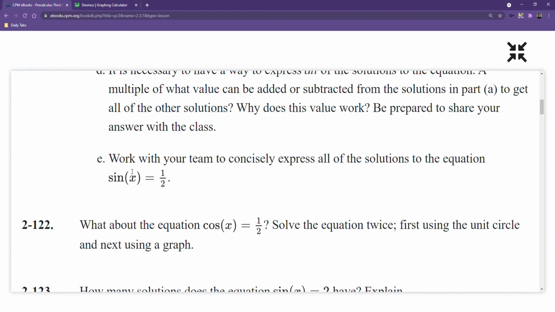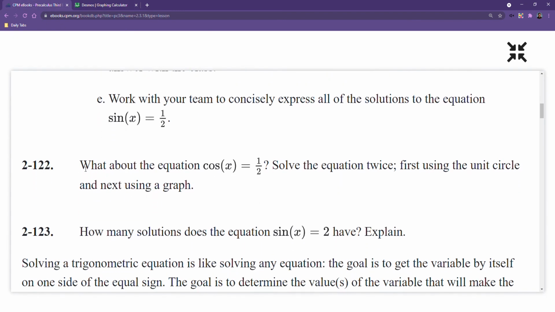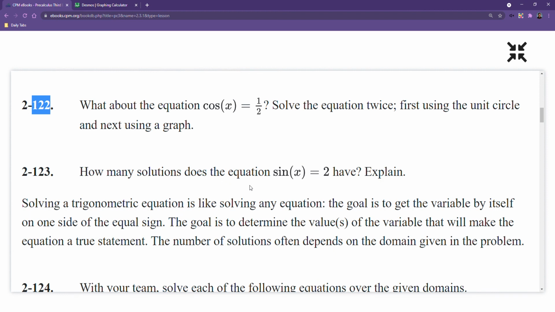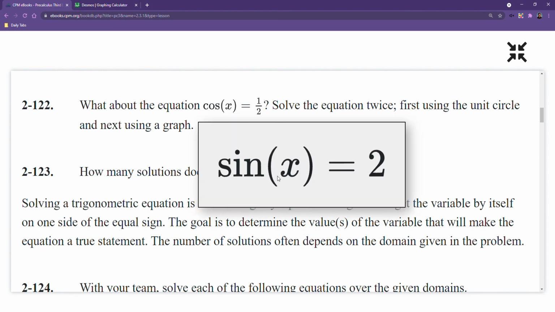Okay. Now we want to do a similar approach to solve problem 122 here. Except now we're looking at cosine. And again, we're looking at the angles. This is interesting here. Sine of x equals 2. In essence, does sine intersect the line y equals 2?